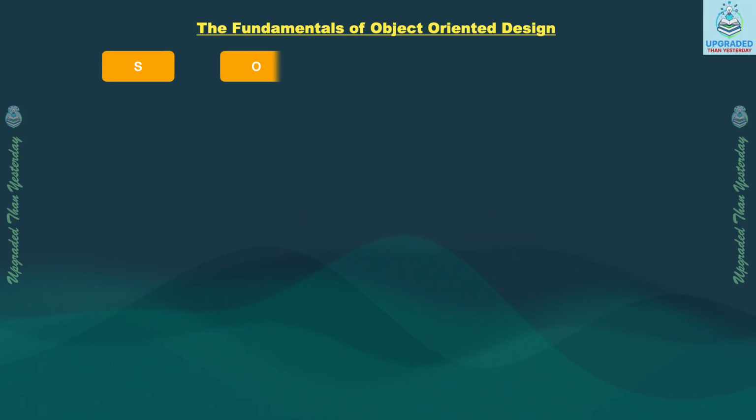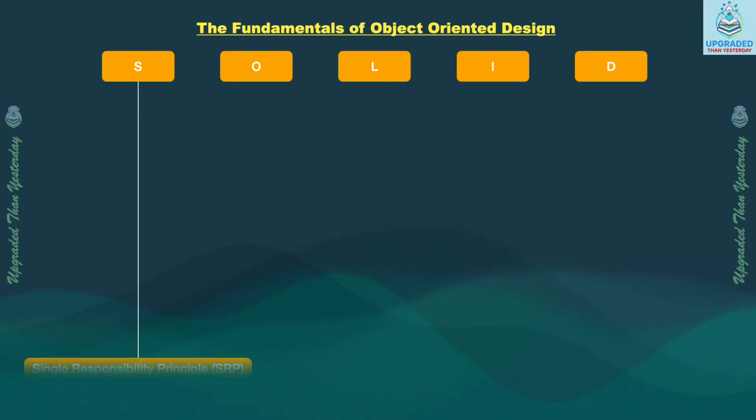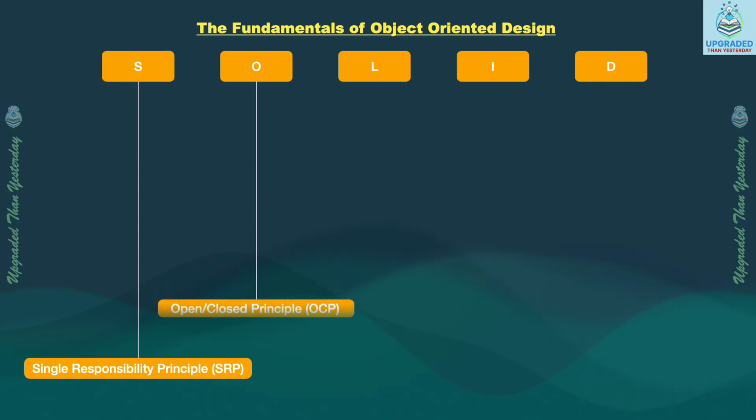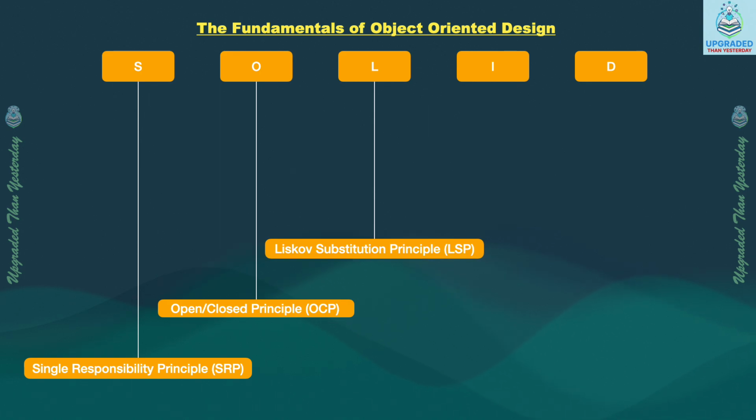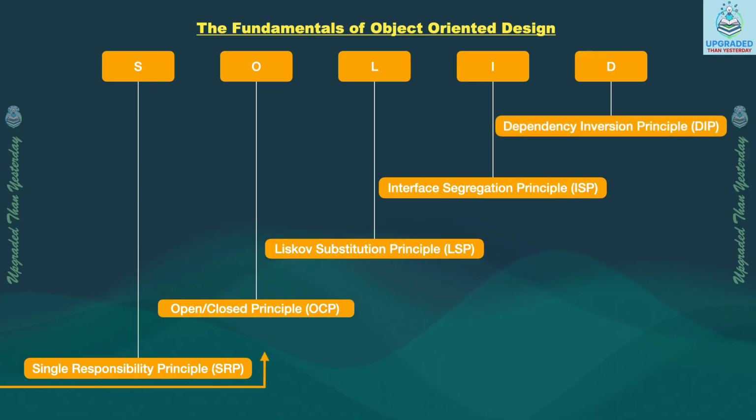Today, let's understand the SOLID principles. The SOLID principles are 5 essential guidelines that enhance software design, making code more maintainable and scalable. In SOLID, S stands for Single Responsibility Principle, O stands for Open-Closed Principle, L stands for Liskov Substitution Principle, I stands for Interface Segregation Principle. D stands for Dependency Inversion Principle. Please remember this full form.